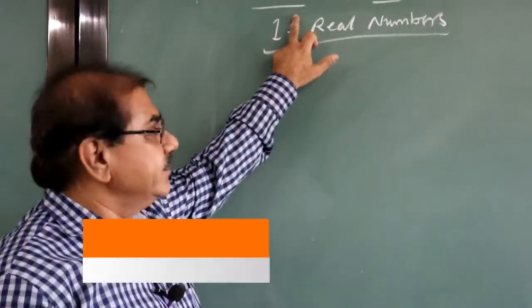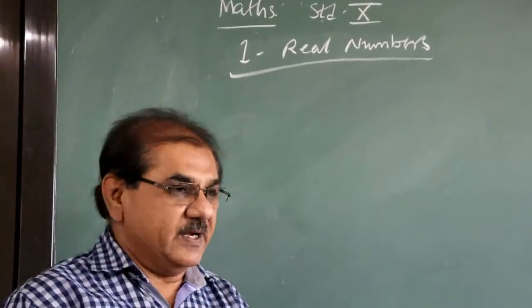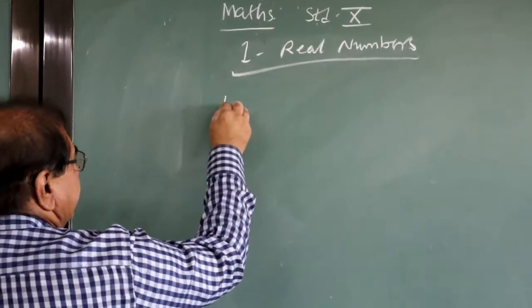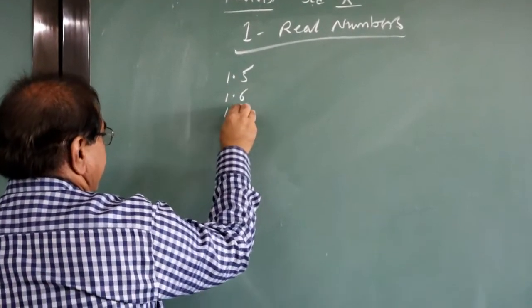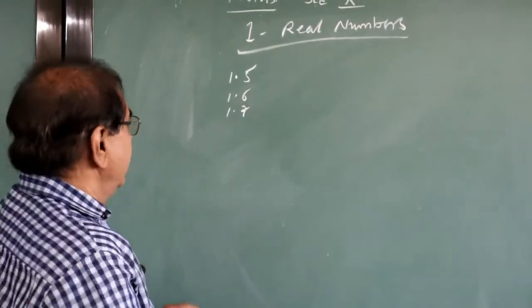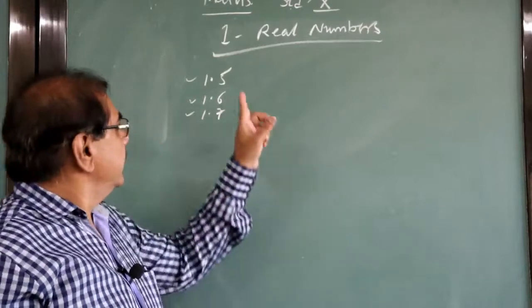Standard 10 maths, chapter number 1, real numbers. In the last period we have studied three theorems: theorem 1.5, theorem 1.6 and theorem 1.7. What were they? We discussed orally.